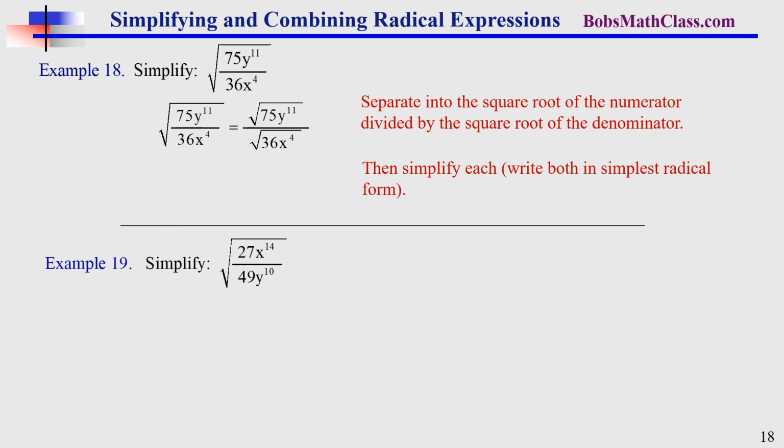So let's work out the top. Square root of 75y to the 11th. 75 is 3 times 5 times 5. So there's a pair of 5s. So 5 will go in front, a 3 will stay inside. And then 2 goes into 11 5 times with 1 left over. In the denominator, square root of 36 is 6. And 2 goes into 4 twice.